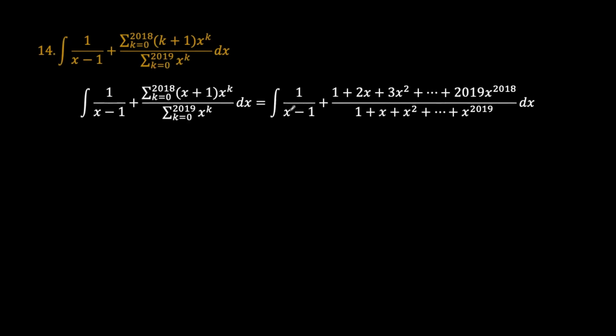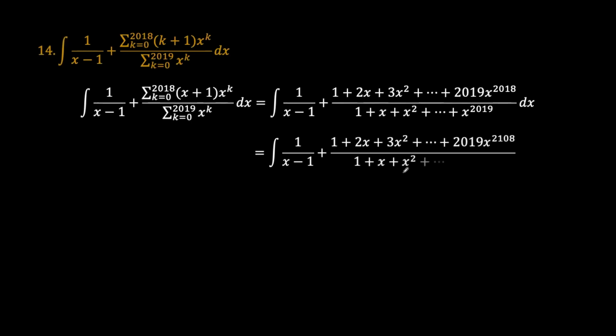And that is the same as the integral of 1 over x minus 1 plus (1 plus 2x plus 3x squared plus so on up to 2019 times x to the power 2018) over (1 plus x squared plus x cubed all the way to x to the power 2019). And as you can see here, the second part of the problem is essentially the numerator is the derivative of the denominator. The numerator here is the derivative of the denominator.